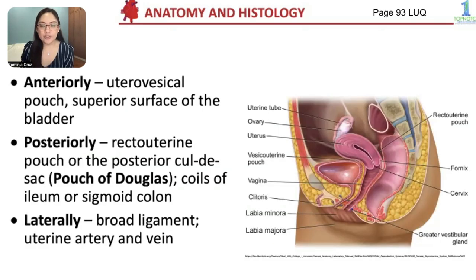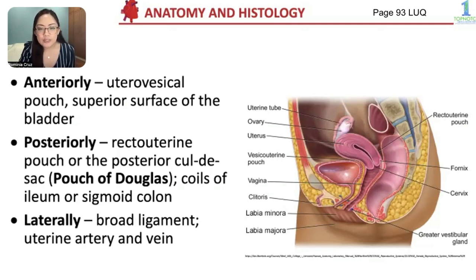So anterior to the uterus, you would find the superior surface of the bladder, and the peritoneum in this area would reflect forward into the bladder dome to create your vesico-uterine pouch. On the other hand, sa posterior part natin, almost the entire posterior wall of the uterus is covered with serosa or visceral peritoneum. The lower portion of this peritoneum would form the anterior boundary of the recto-uterine pouch, or the posterior cul-de-sac, also known as your pouch of Douglas.